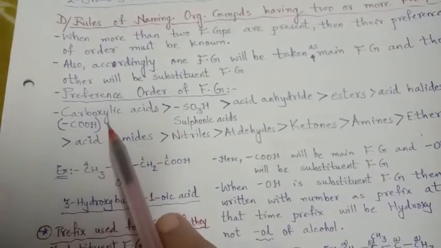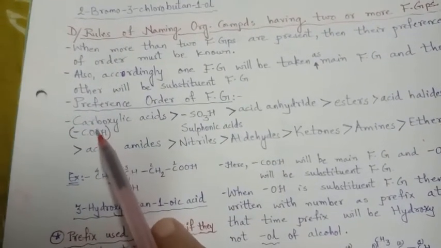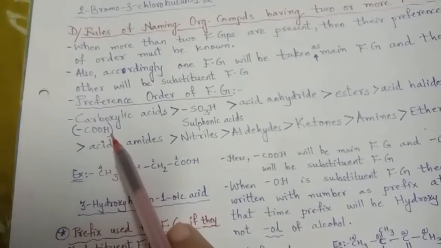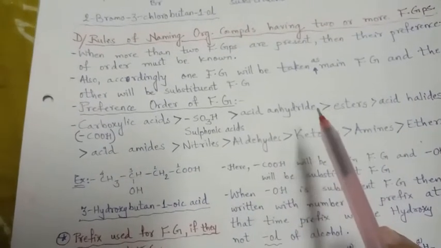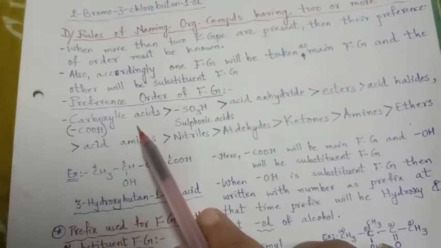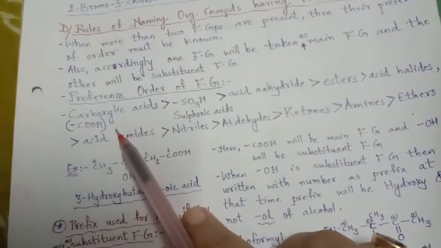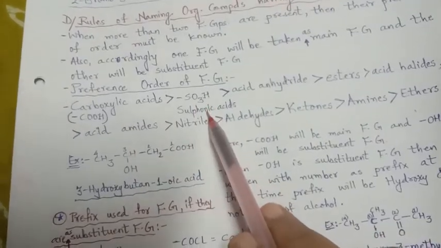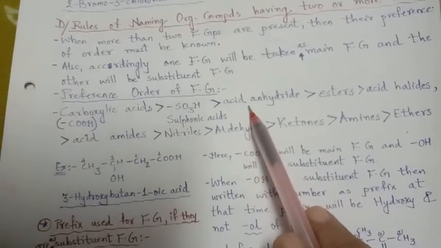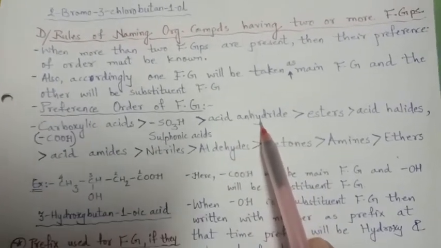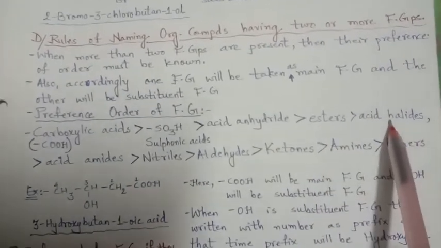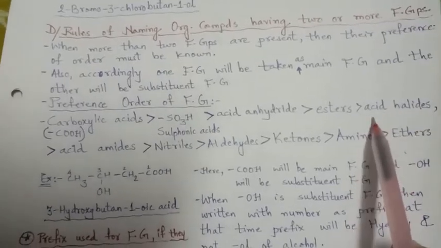See here the preference order. The most active will be the carboxylic acid. So, if in a naming carboxylic acid is present and any other group is present, then carboxylic acid will be the main group and others will be the substituent. So, this is the carboxylic acid, then sulfonic acid, then acid anhydride. That means acid will be there, but the amount of hydrogen will be less. Then esters, COOR, then acid halide, halogen along with acid.